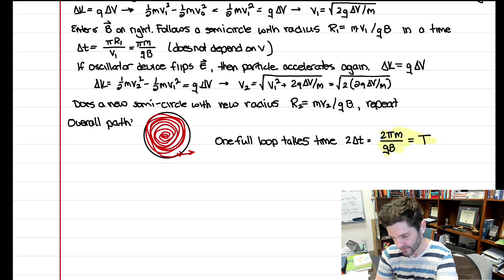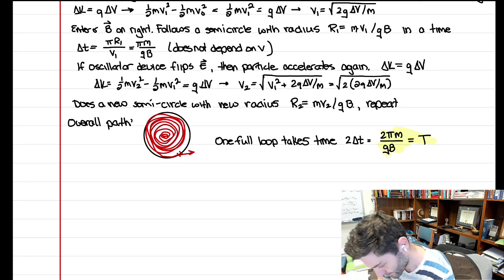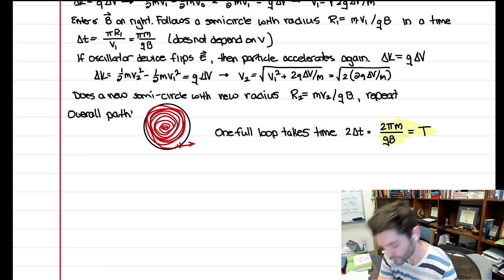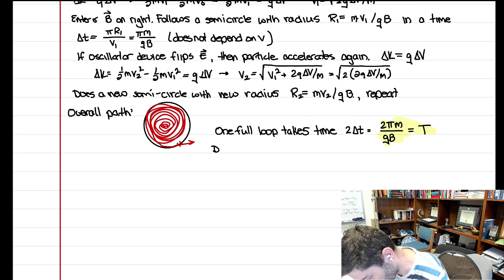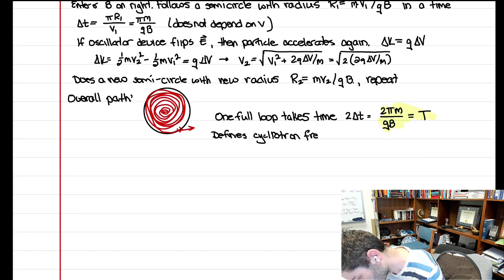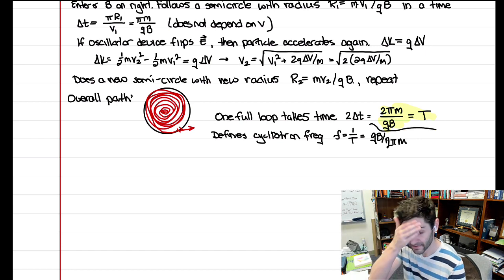And going back to the helical paths, it's the same sort of idea. The amount of time it takes to do one loop. This defines the cyclotron frequency. Which then, frequency is just 1 over period. So that's just the inverse of this. qB over 2 pi m.